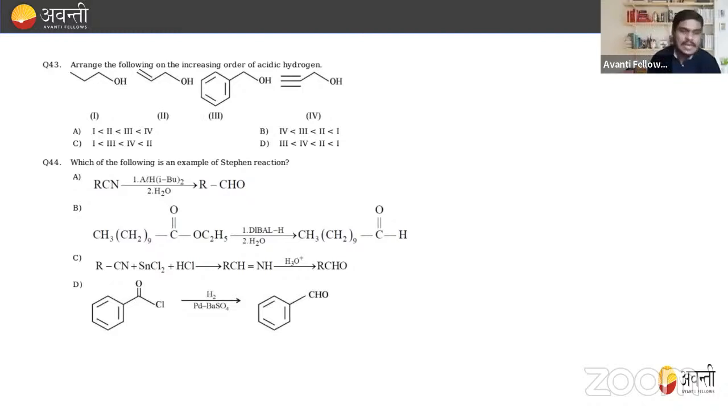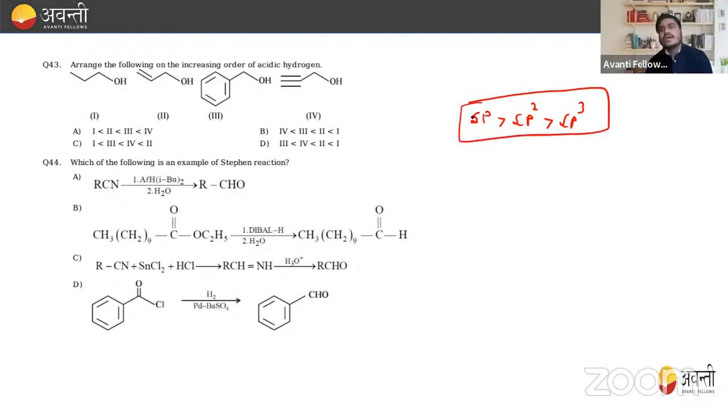The first question states that you have to arrange the following in increasing order of acidic hydrogen. So we know which hydrogen is more acidic in nature: the one on the carbon with sp hybridization, then sp2, and sp3 will be the minimum. So the order of electronegativity in terms of carbon is sp more, then sp2, then sp3, right? So arrange the following in the increasing order of their acidic hydrogen. This will be the criteria.